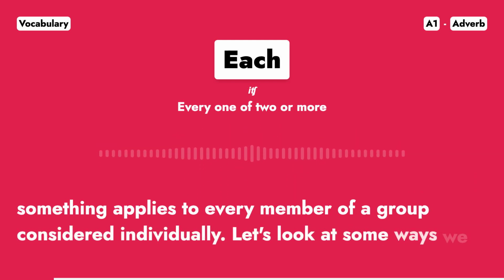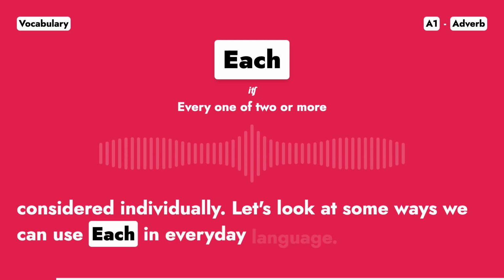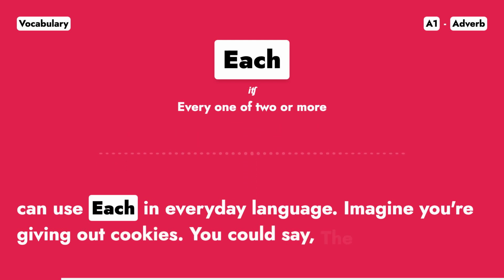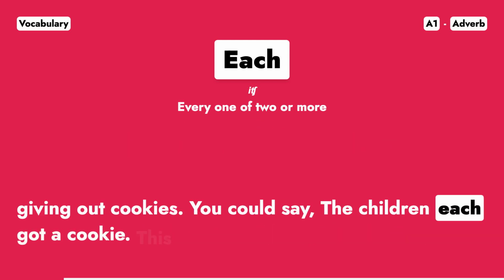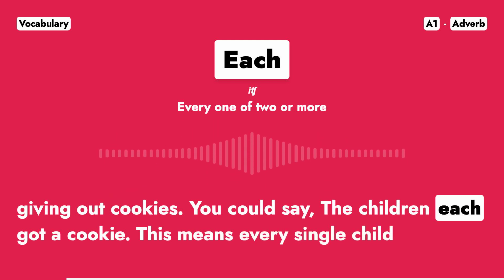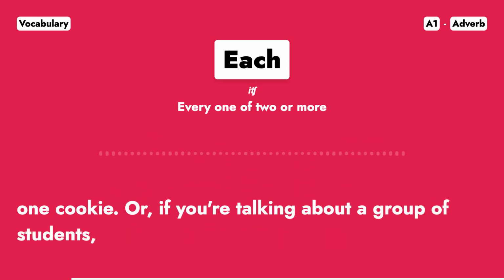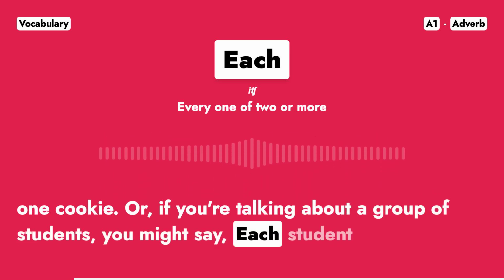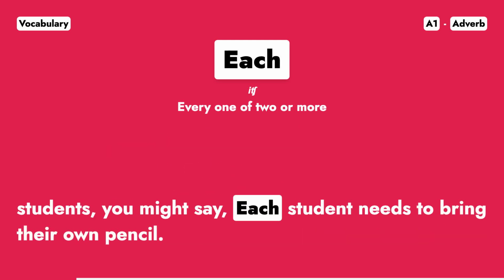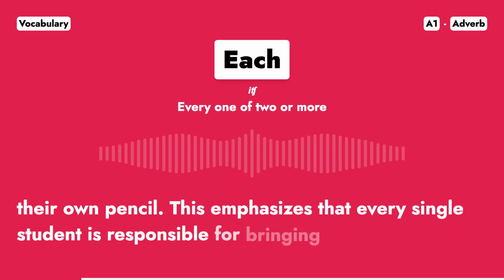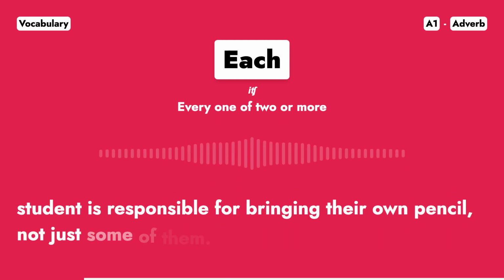Let's look at some ways we can use each in everyday language. Imagine you're giving out cookies. You could say, the children each got a cookie. This means every single child received one cookie. Or if you're talking about a group of students, you might say, each student needs to bring their own pencil. This emphasizes that every single student is responsible for bringing their own pencil, not just some of them.